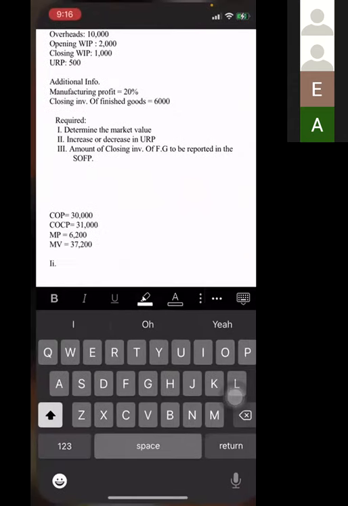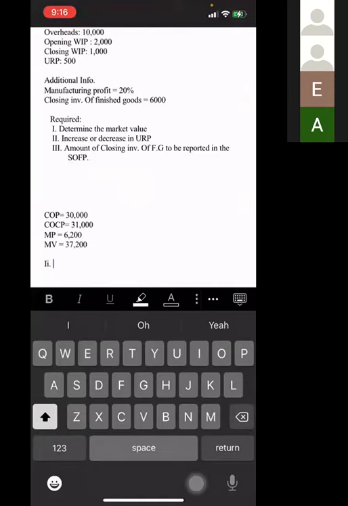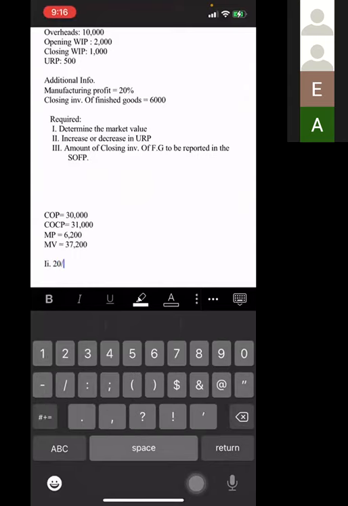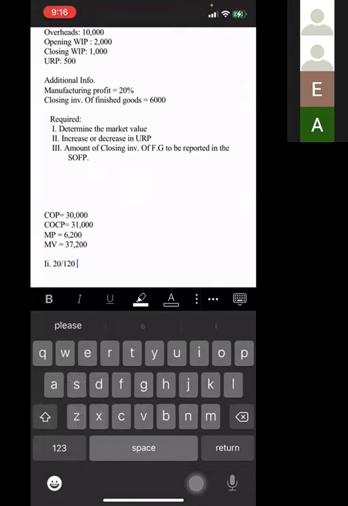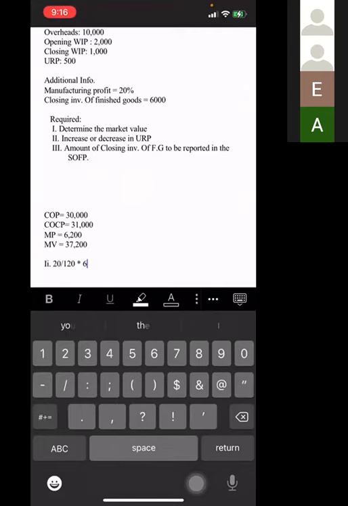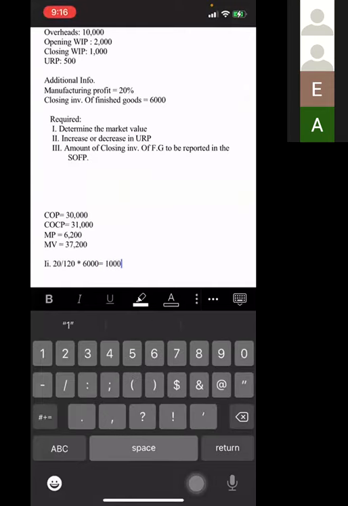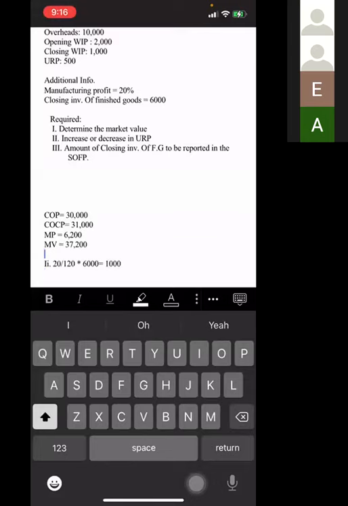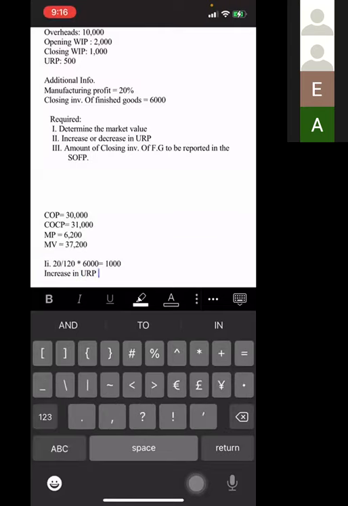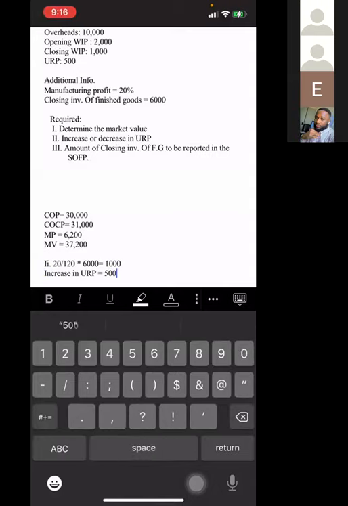Okay. So you are to calculate the realized profit and you are to also determine the increase or decrease. So it will be 20% over 120 times 6,000. Very good. And that will give us 1,000. Okay, 1,000. Thank you very much. And so our unrealized profit is 1,000, right? And the provision is 500. So is there an increase or a decrease? There's an increase of how much? 500. Very good. Thank you.